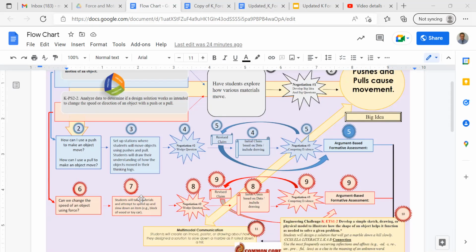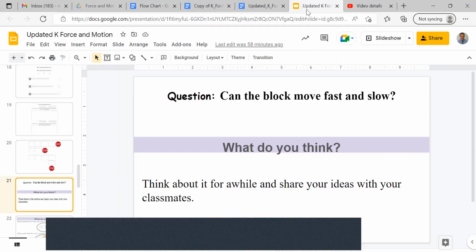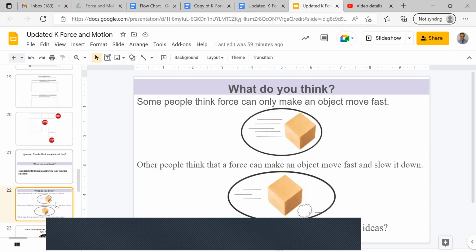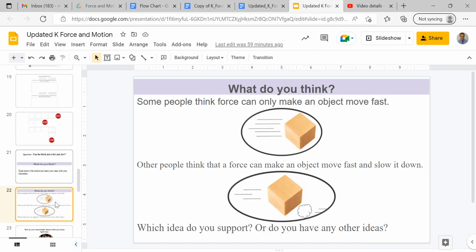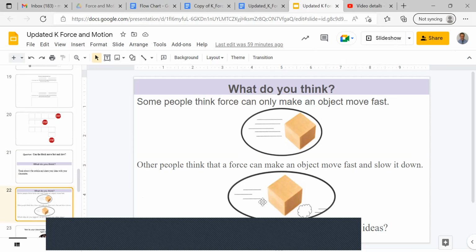to change its direction. So you want to pull up these instructional slides, and we have the question, can the block move fast and slow? So let the kids first just talk about it, and then you could introduce these two competing ideas. Some people think that force can only make an object move fast. Other people think the force can make an object move fast and slow. So these are the competing ideas, with the second one being the correct one.